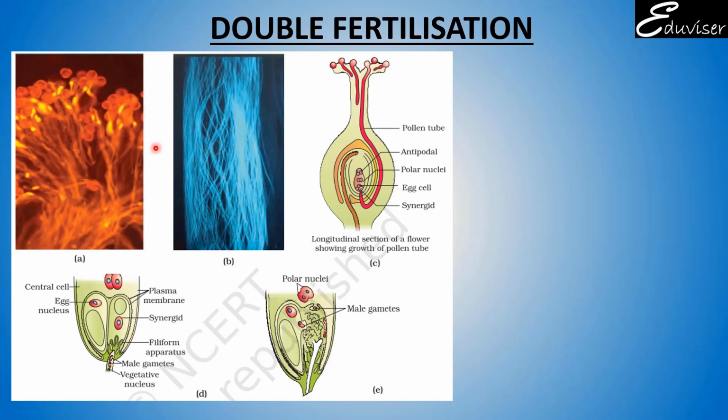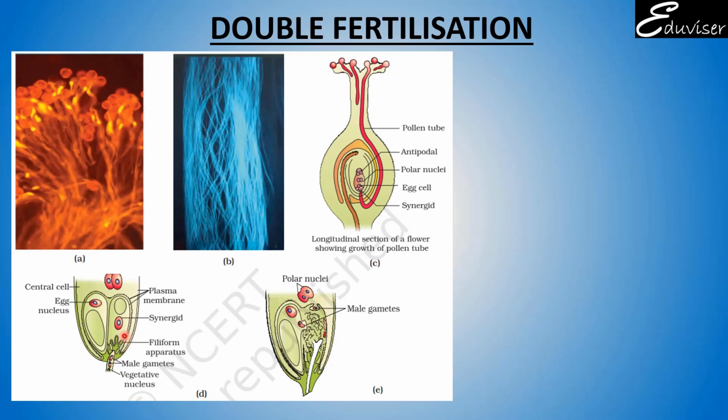The pollen tube carries two male gametes. After entering one of the synergids through the filiform apparatus, which basically guides the entry of the pollen tube, the pollen tube releases its two male gametes into the cytoplasm of the synergid.